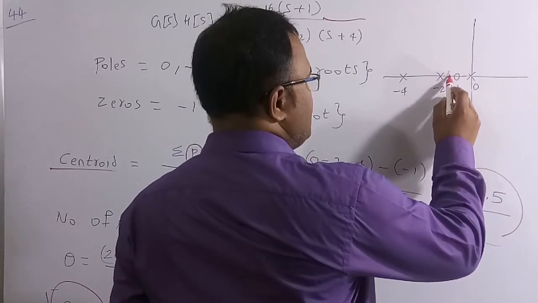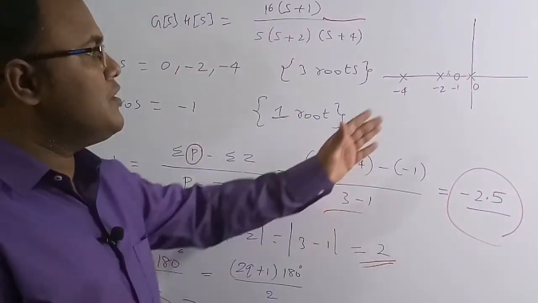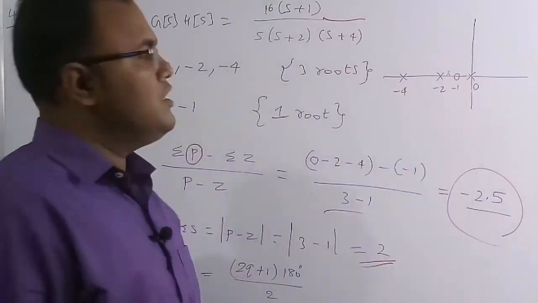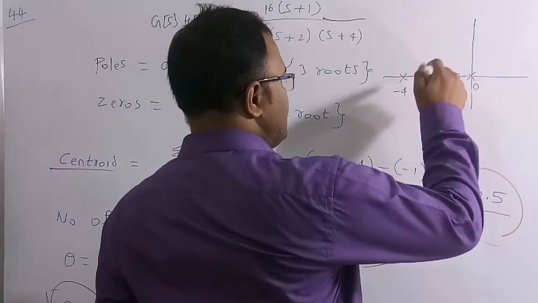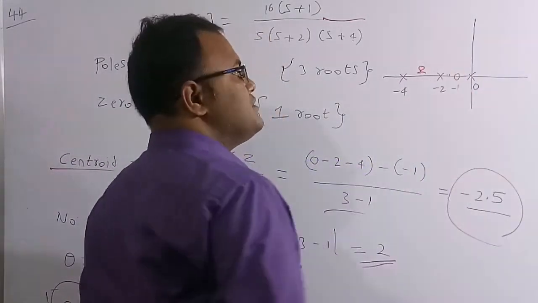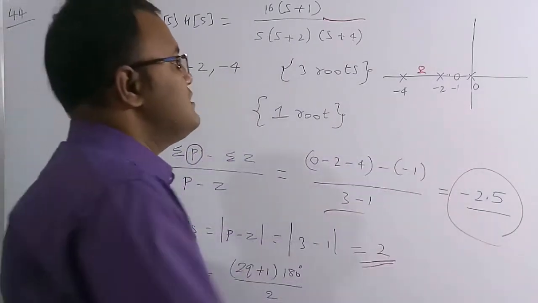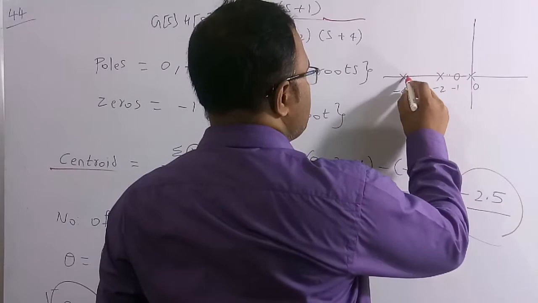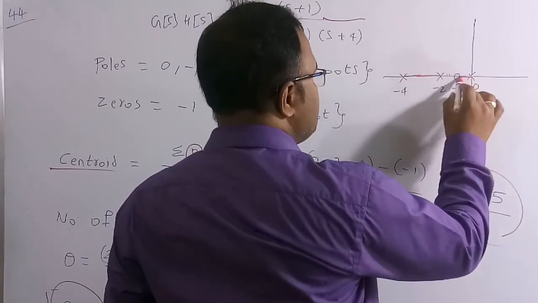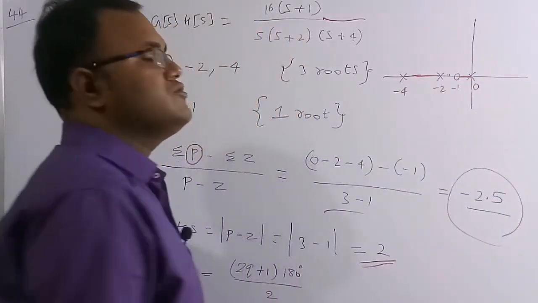If you stand here, there are two roots to the right side of you, so therefore it is not a root locus. If you stand here, there are three roots on the right side of you. As three roots is an odd number, this is in the root locus. This branch is also in the root locus, and this region is also in the root locus.